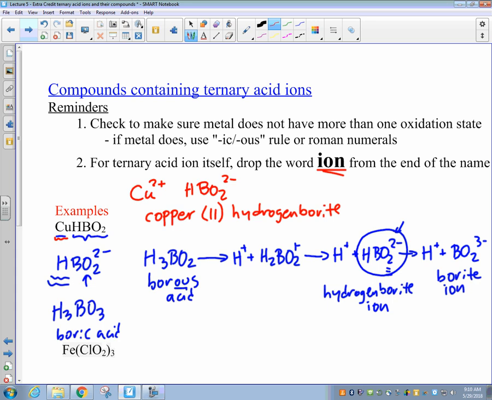Or alternately, if you wanted to, you could also name, according to our Latin naming system here, the higher oxidation state of copper is the +2, which means this would be the cupric ion. So this is cupric hydrogen borite. So, big huge mess for solving this process. And again, the key idea is you need to find the oxidation state on the metal by looking at what is the charge on the ternary acid ion from its dissociation to get to that final answer.